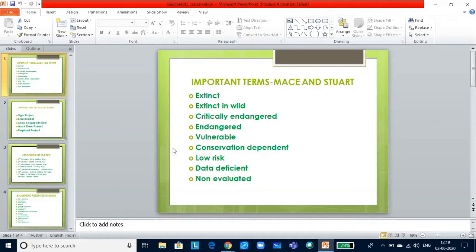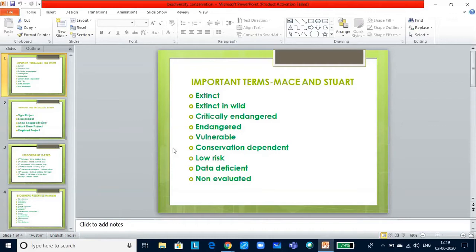Extinct. A taxon is extinct when there is no reasonable doubt that its last individual has died. Extinct in the wild. A taxon is extinct in the wild when it is known only to survive in cultivation, in captivity, or as a naturalized population well outside the past range.